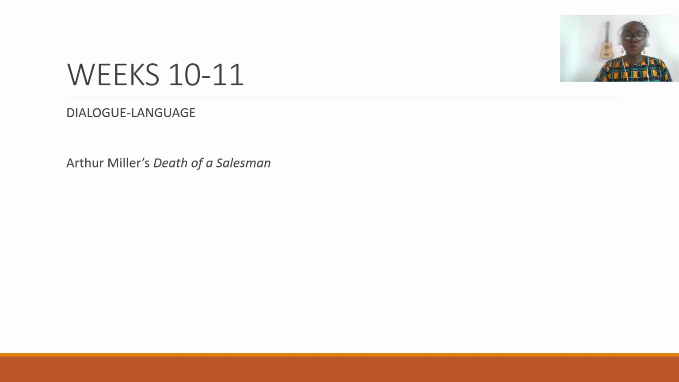We continue in our analytical journey today by looking at Arthur Miller's Death of a Salesman. We'll be analyzing this play in relation to language. So far, we have explored plot, theme, and character. So today we are looking at language in relation to Arthur Miller's Death of a Salesman.